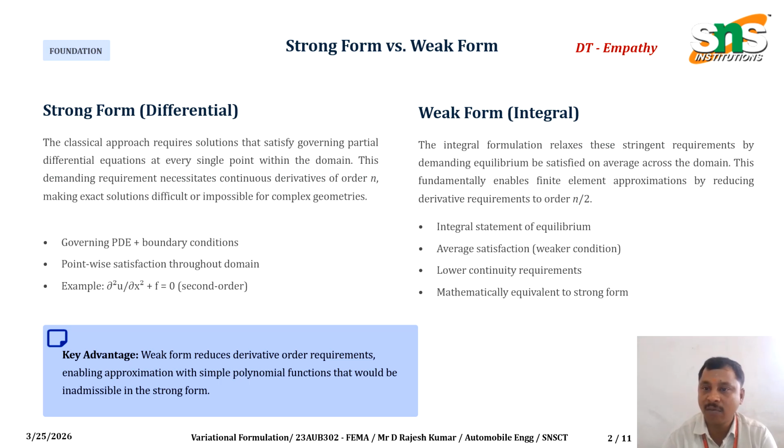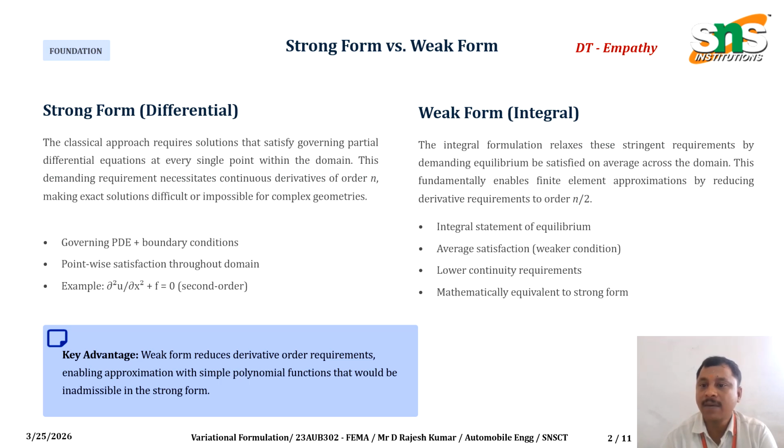Next is the weak form. It is the integral approach. Now, the weak form takes a completely different approach. It is also called the integral formulation. Instead of demanding that our equations be satisfied at every individual point, the weak form requires that equilibrium be satisfied on an average across the domain. Think of it this way. Instead of balancing forces at every single point on a beam, we say let's balance the total force over the entire beam. This is a weaker condition, hence the name weak form.